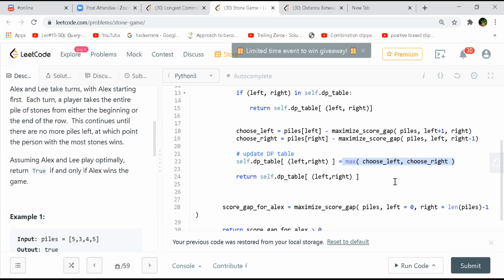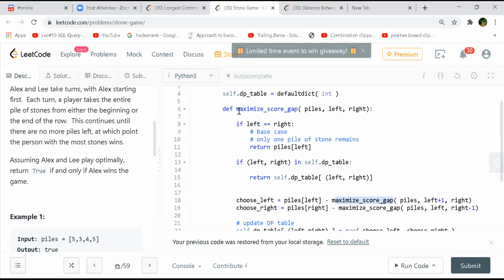Are you using recursion here? Yeah, this is recursion only. For the next call, the same function name, I'm making a call for the rest: left plus one to right, if you take the first one, so from second index to the last, and if you pick the last one, then second last to the first for the next call. And you are updating max in the DP table. Exactly. Okay, I think that is right.